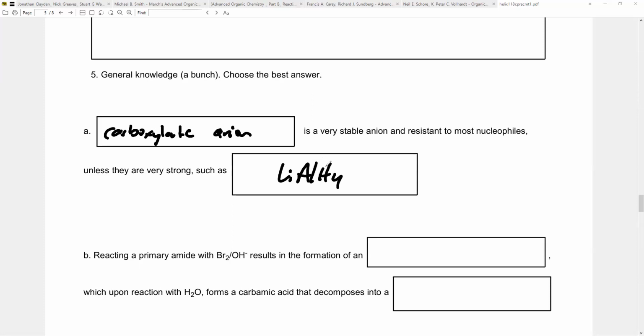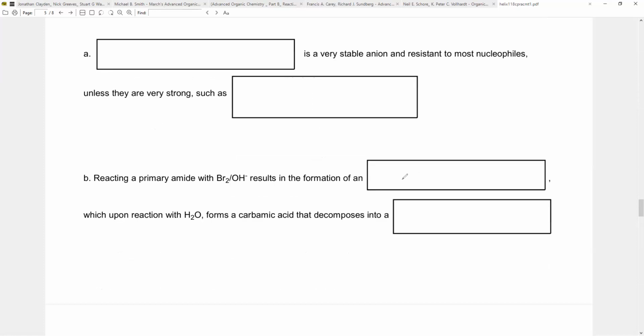Okay, that's that there. Reacting primary amide with Br2 and OH-, that's the Hofmann. So we're forming an isocyanate, right? Carbamic acid decomposes in water to form the primary amine.